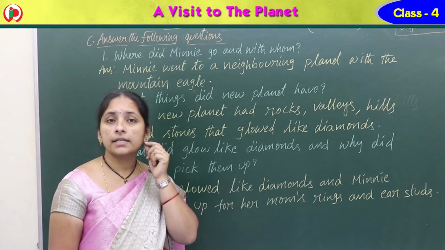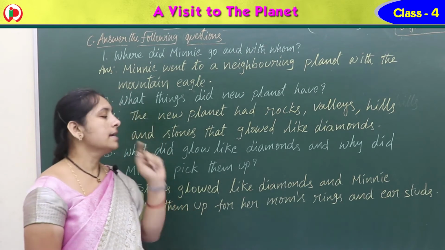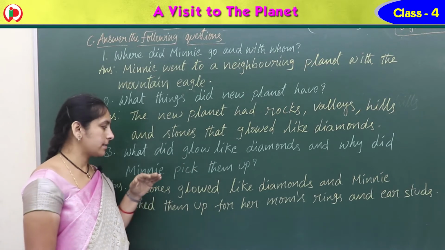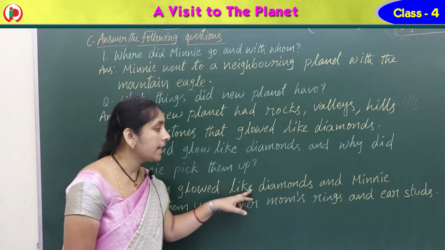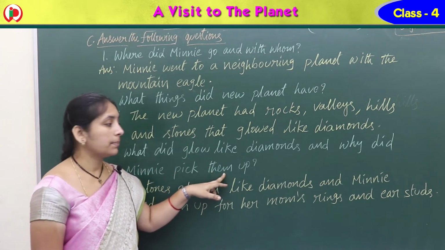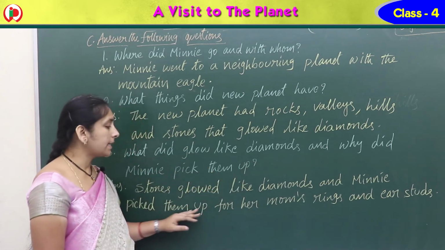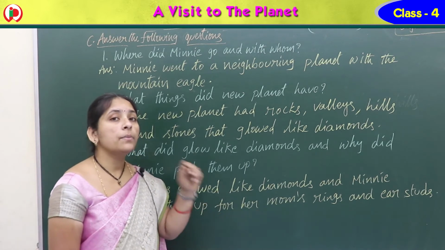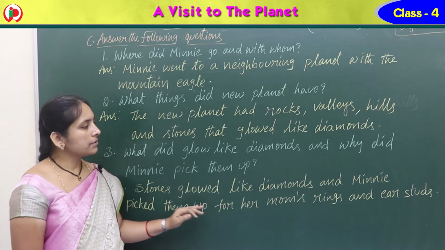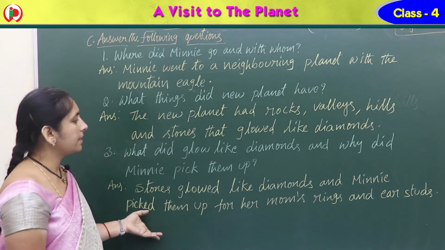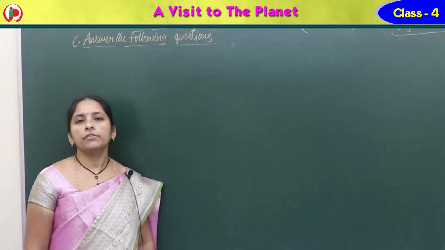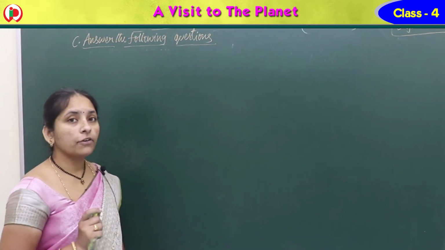For the rings and ear studs, there we have some stones. That's why. So, what did glow like diamonds? Stones glowed like diamonds. And why did Minnie pick them up? Minnie picked them up for her mom's rings and ear studs. Right. So, this is the third answer. So, write these fast and then I'll tell you the fourth one. See the fourth question. So, what is the fourth question?